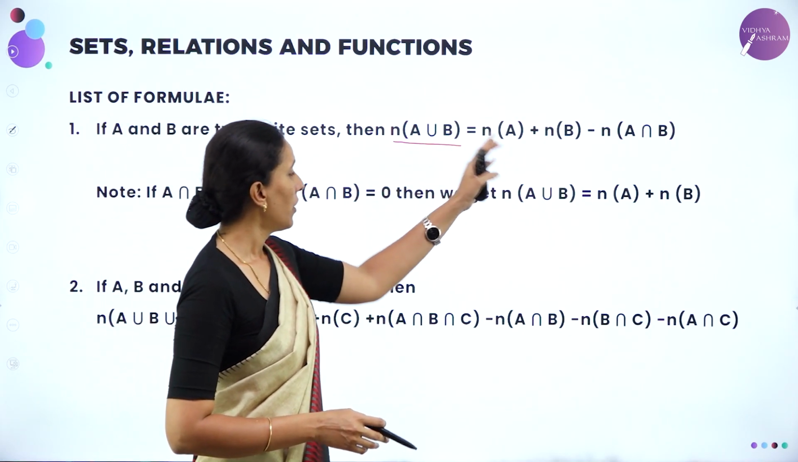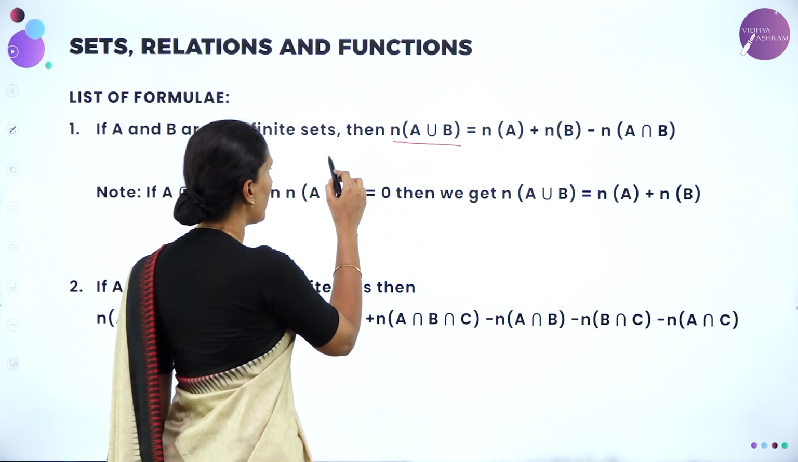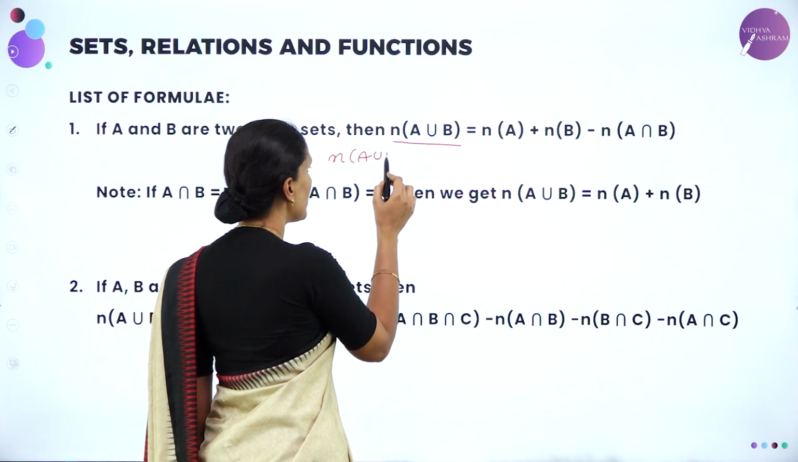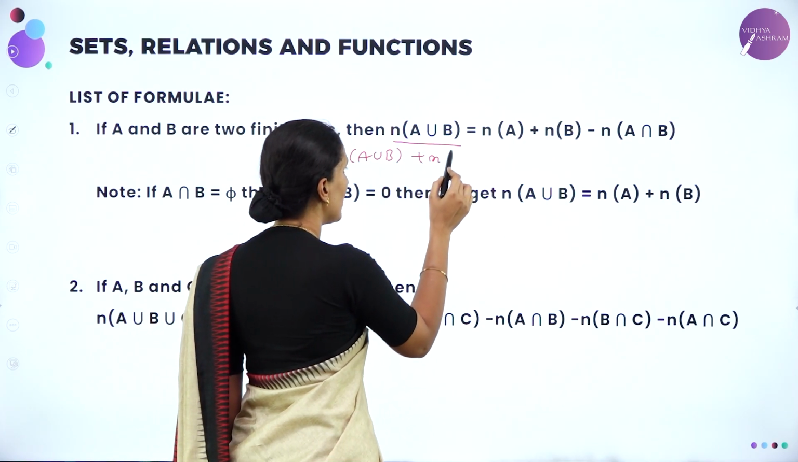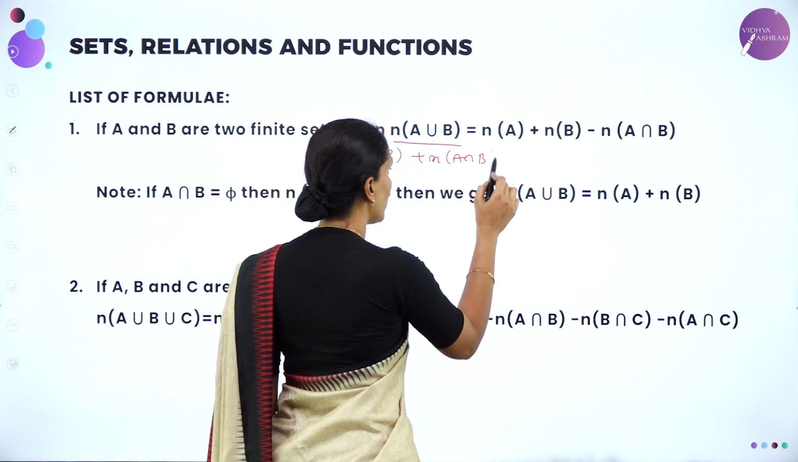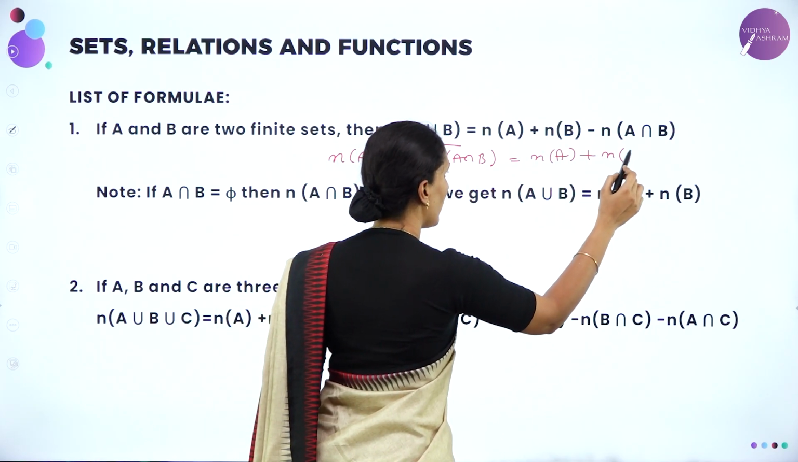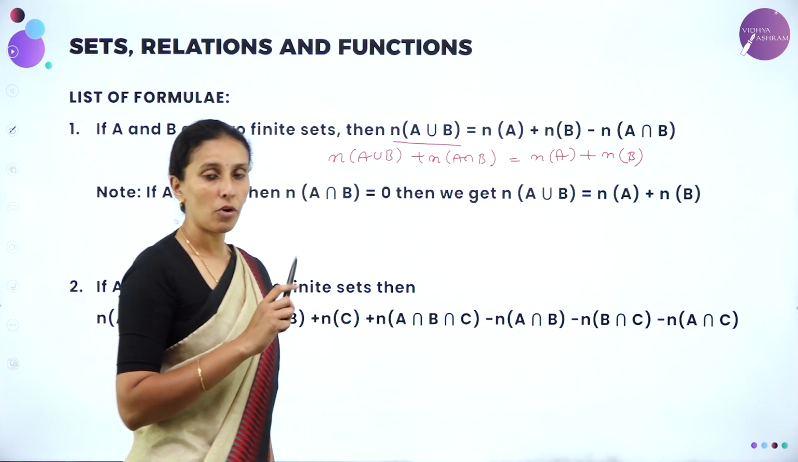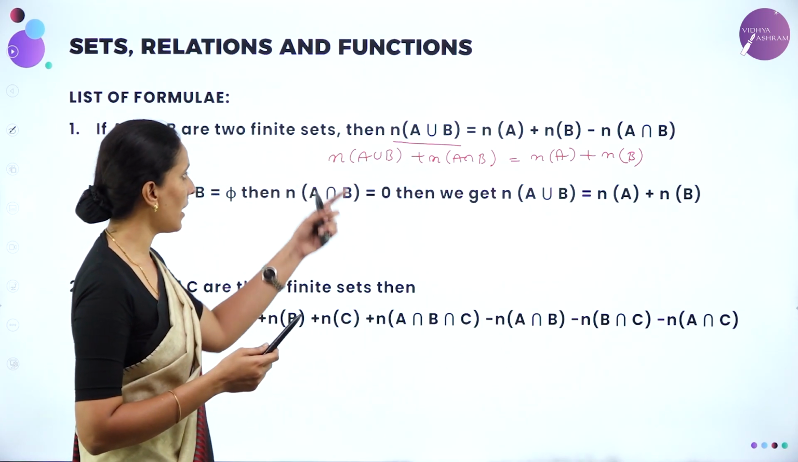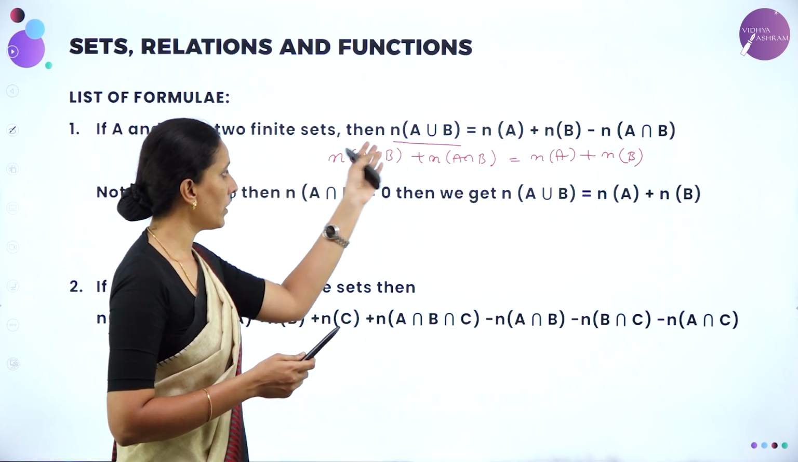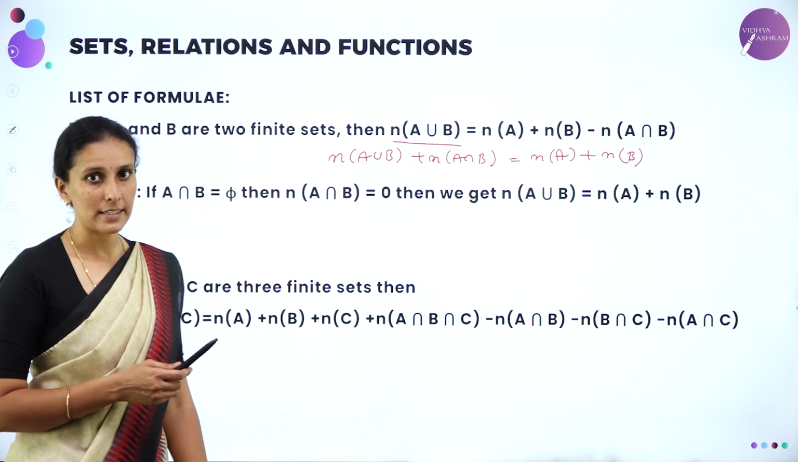So by this, we can also conclude another statement, that is, the number of elements in A union B plus the number of elements in A intersection B is the same as the number of elements in A plus the number of elements in B. If you add the number of elements in A and B, it is the same as the number of elements in A union B and the number of elements in A intersection B.